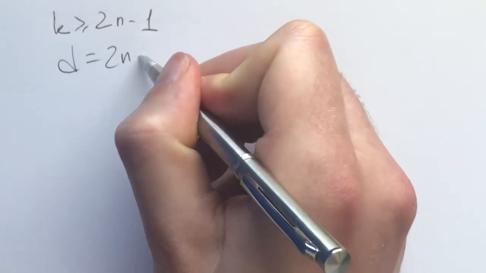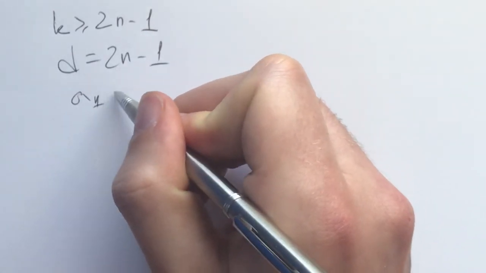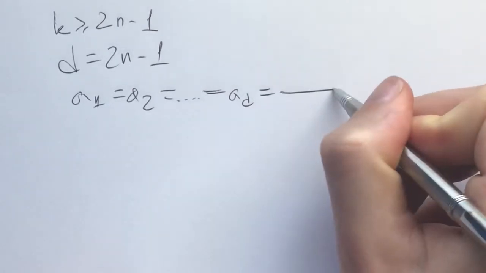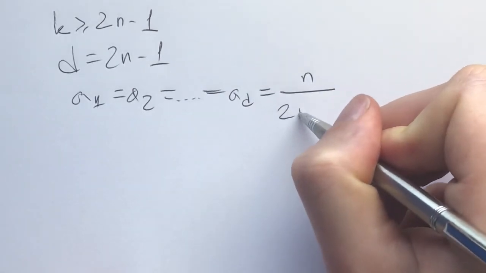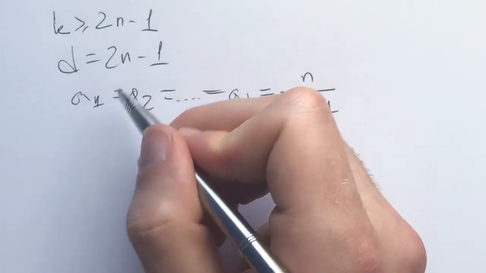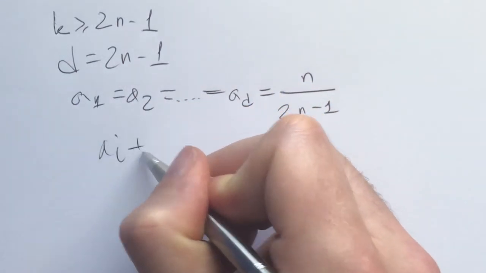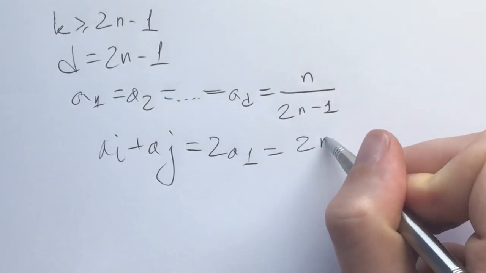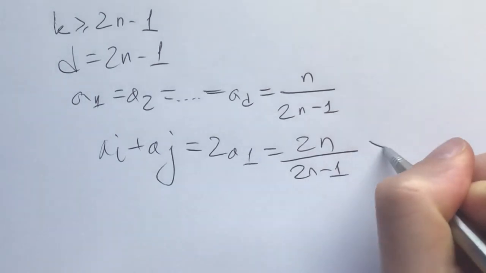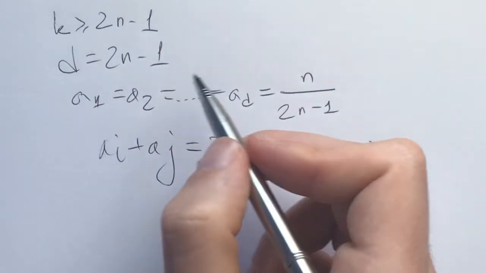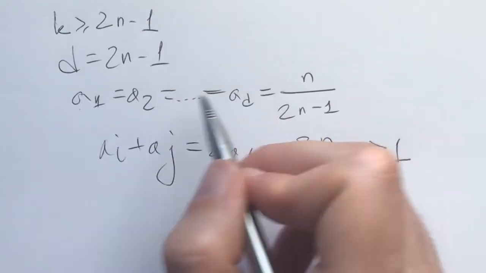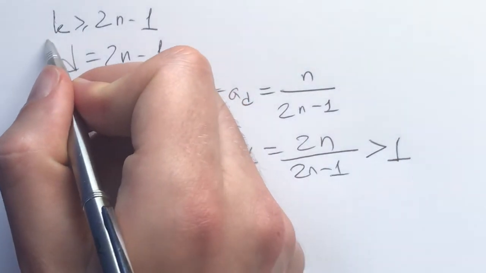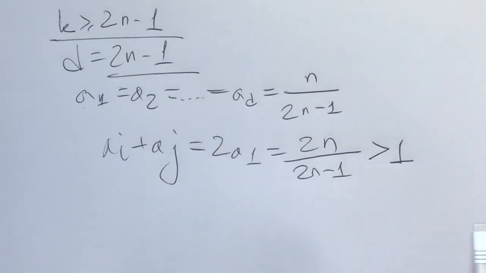Mainly put d equals 2n minus 1 and have a1 equal to a2 equal to ad equal to n over 2n minus 1. Now the sum of any two, ai plus aj, is equal to 2a1, which is equal to 2n over 2n minus 1, and this is greater than 1. Now this means that every single ai must be in their own group, and because there are 2n minus 1 ai's, that means that k is greater than or equal to 2n minus 1.